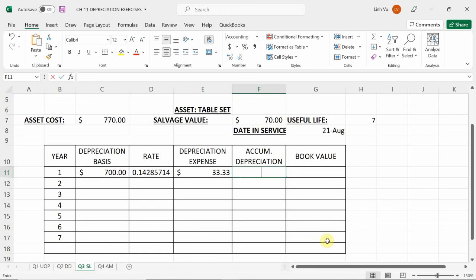So then my accumulated depreciation for year 1 is going to be the same exact as my depreciation expense because I have no previous years accumulated. So therefore, what is going to be my total book value?